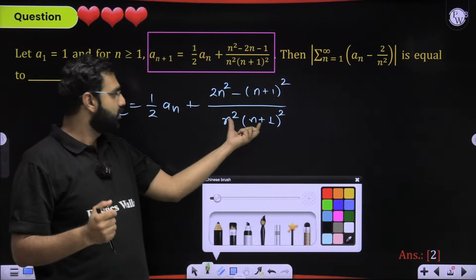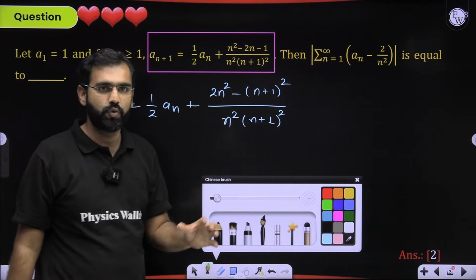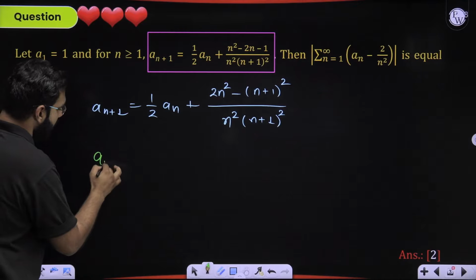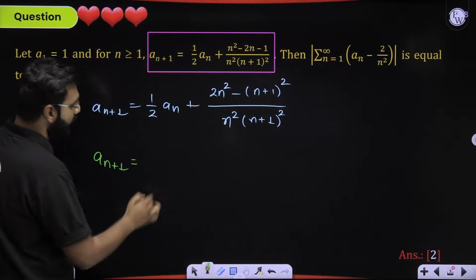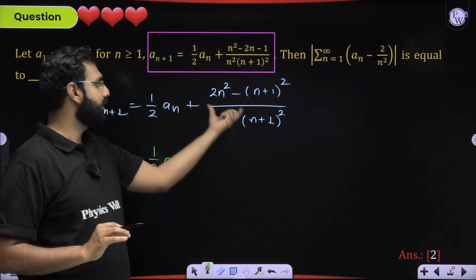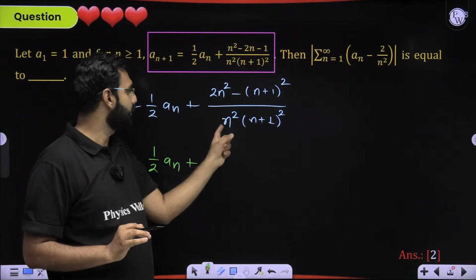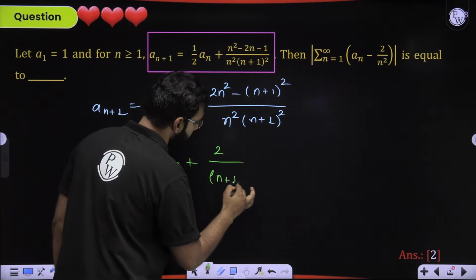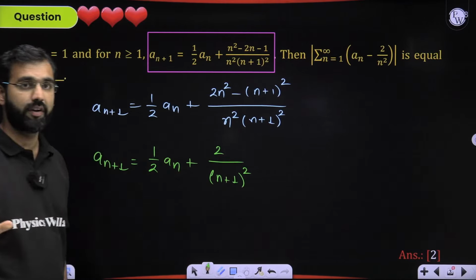If I distribute this denominator to this and this individually, what do I get? A very important, a very crucial result, which is going to be a(n+1) is equal to half of an plus, pay attention to this, 2n square by n square times (n+1) whole square. So n square and n square are cancelled. So this leaves you with 2 by (n+1) whole square. Are you getting this, everyone, comfortably?